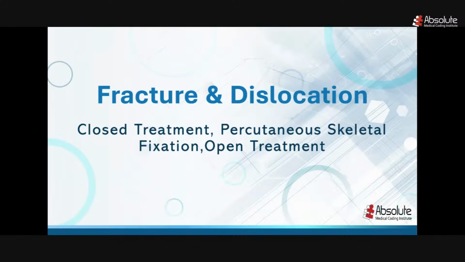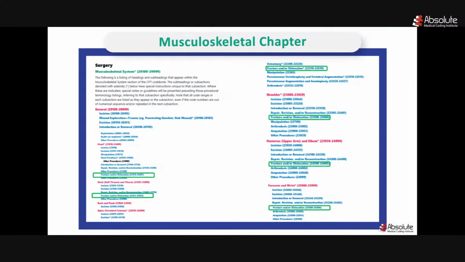Hello, everyone. Okay, so as I said, we are going to review the fracture and dislocation treatment, specifically the closed treatment, the percutaneous skeletal fixation, and open treatment. In the CPT manual, the fracture and dislocation treatment codes appear throughout the musculoskeletal system section, and the fracture codes are organized by their anatomical location. That means you will find the fracture treatment codes listed under each specific body part. For example, you can find shoulder fractures under shoulder, and humerus fractures under humerus and arm.